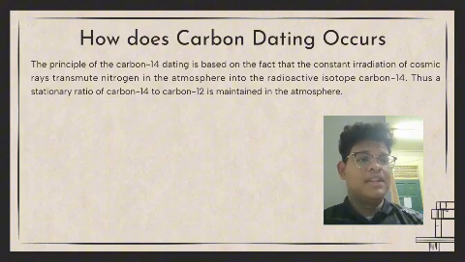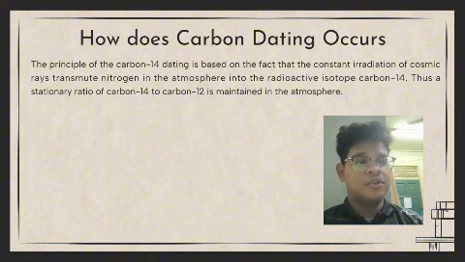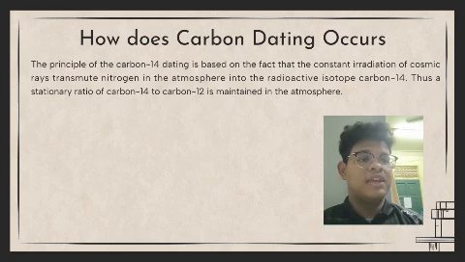How does carbon dating occur? The principle of carbon-14 dating is based on the fact that the constant irradiation of cosmic rays transmutes nitrogen in the atmosphere into the radioactive isotope carbon-14. Thus, a stationary ratio of carbon-14 to carbon-12 is maintained in the atmosphere.